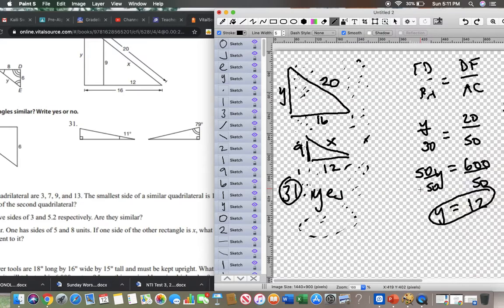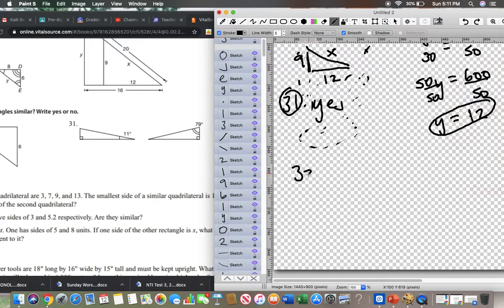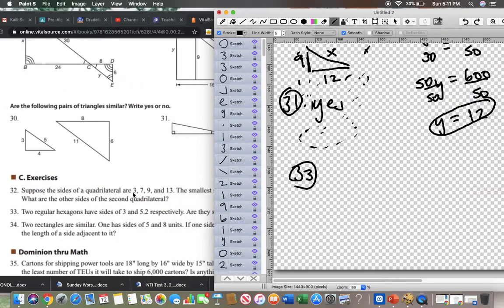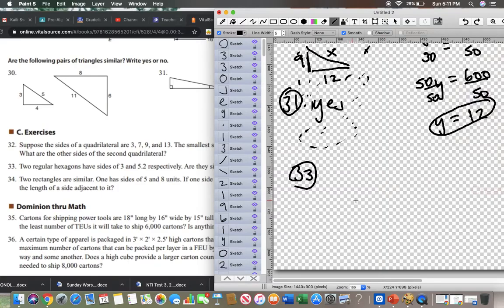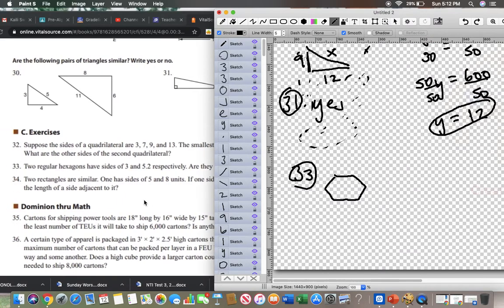And then number 33, here we go. Last one. Two regular hexagons have sides of 3 and 5.2 respectively. So regular hexagons, that means that they have 6 sides, first of all. They are regular, so all the sides are the same exact length. So two regular hexagons, 3 and 5.2. Let's see here. Are they similar?